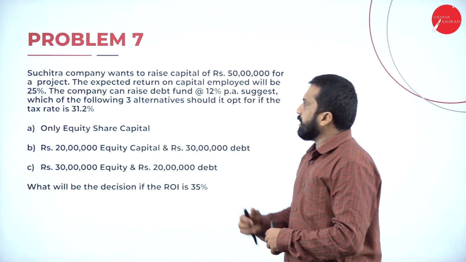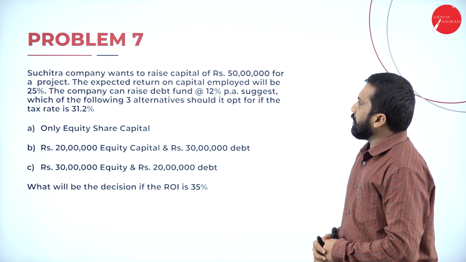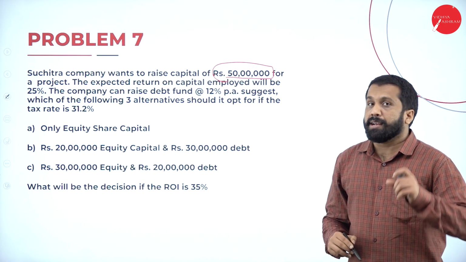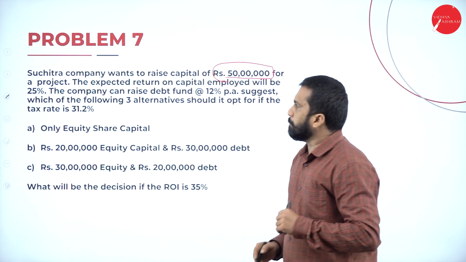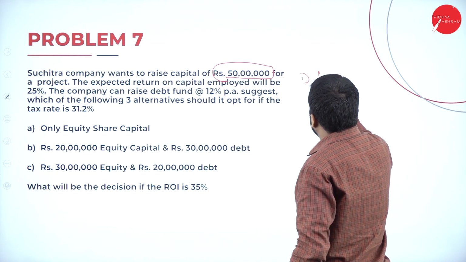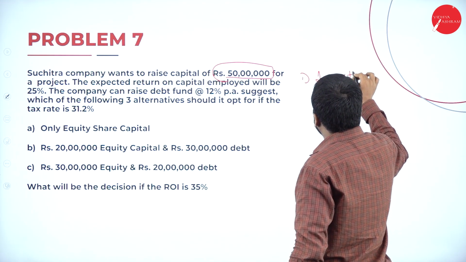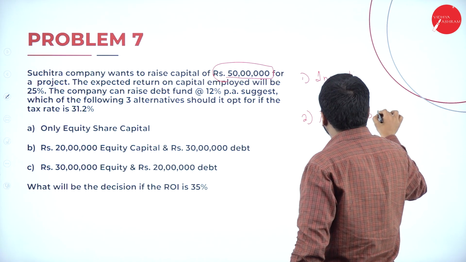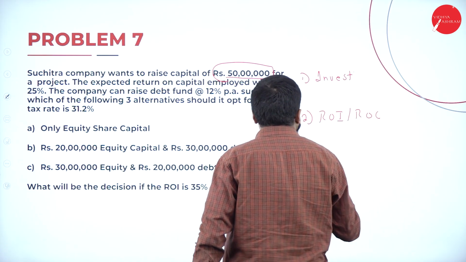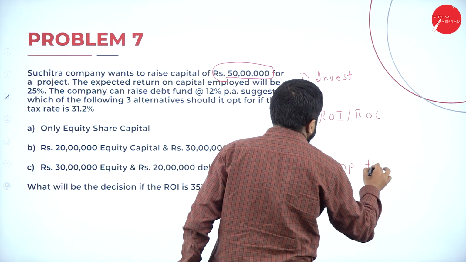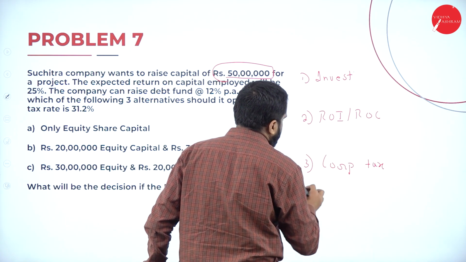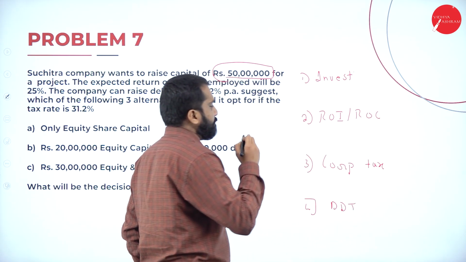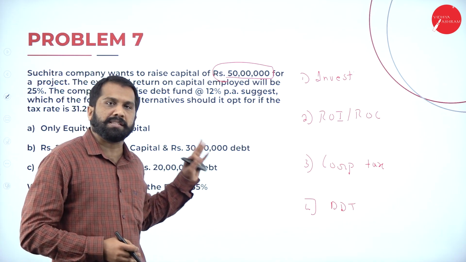Now, these are the informations we have. Suchitra company wants to raise capital of 50 lakh. Our whole problem goes with 50 lakh capital. So we'll write: one, your investment. Second, your ROI, which we can also call ROC. The third one, corporate tax. And the fourth one, your dividend distribution tax. These are the information we are supposed to find out from this problem.